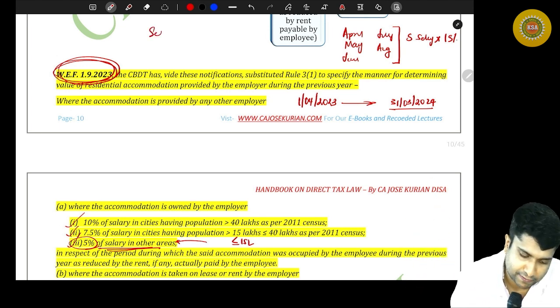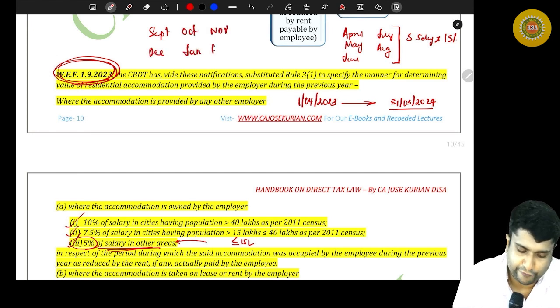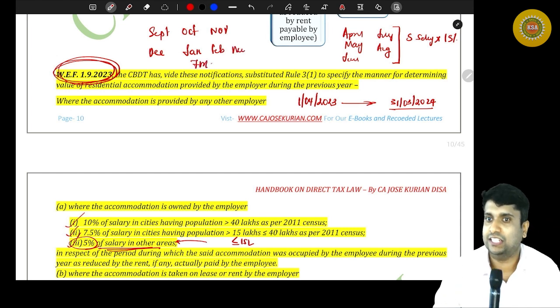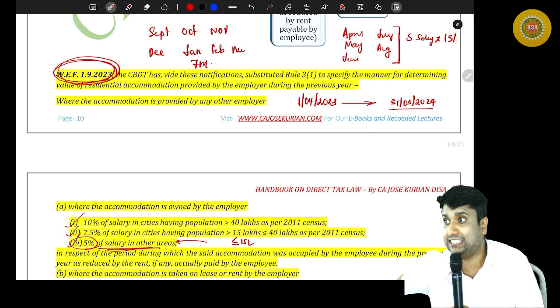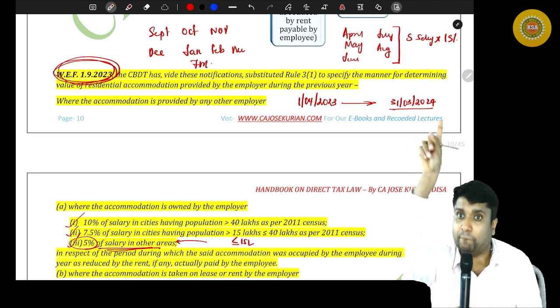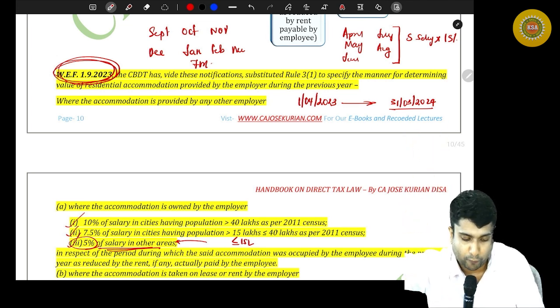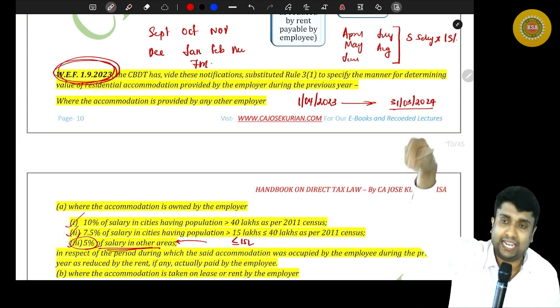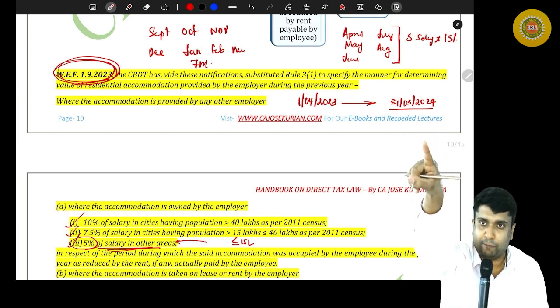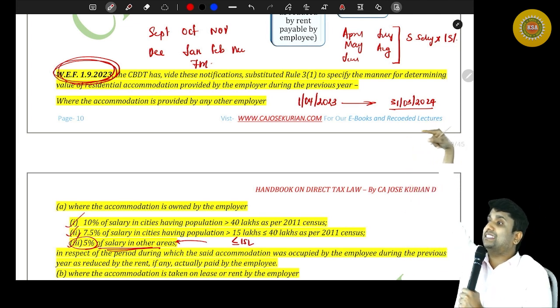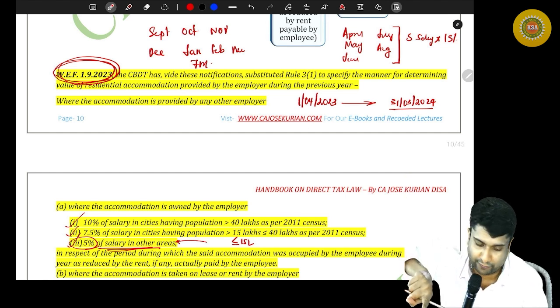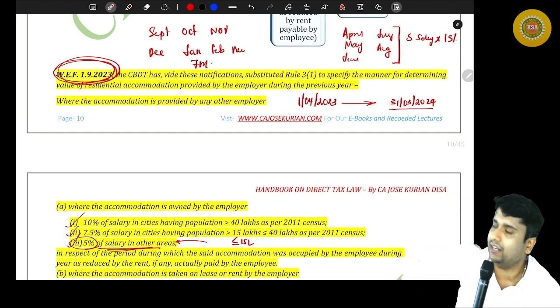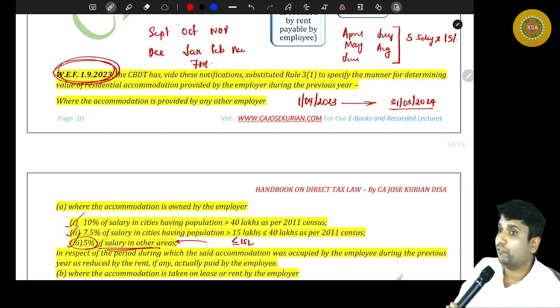That means September, October, November, December, January, February, March, that means 7 months. How to compute? Check whether the population exceeds 40 lakhs, then 10% of the salary. Whether the population exceeds 15 lakhs, then 7.5% of the salary. If the population is less than or equal to 15 lakhs, then 5% of the salary. You have to split.